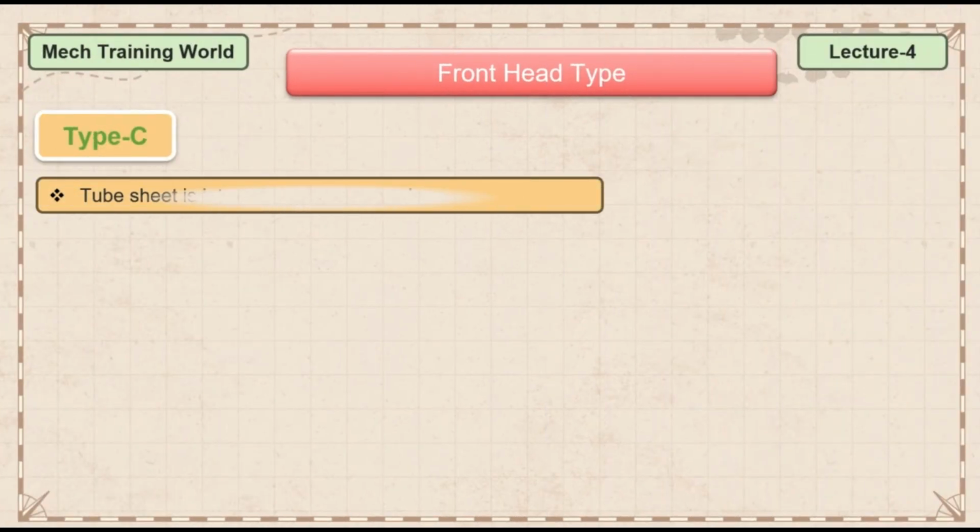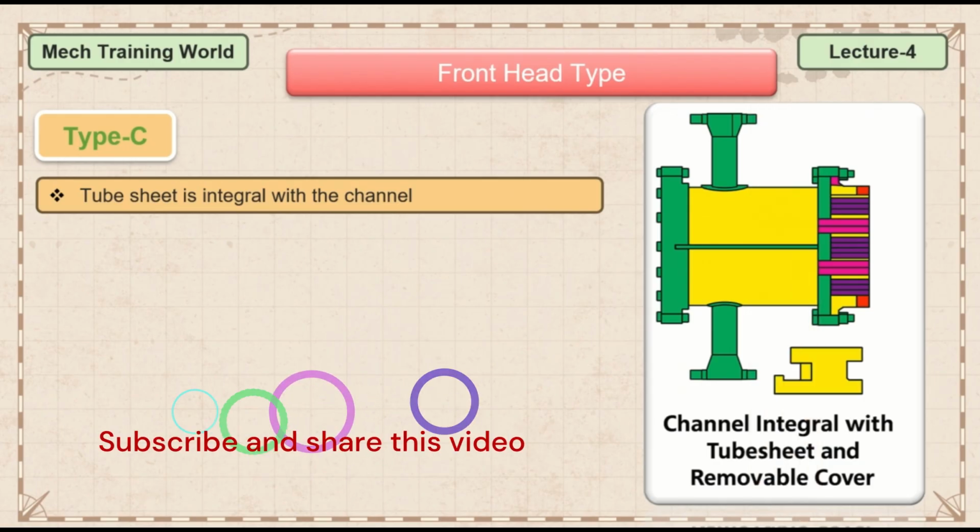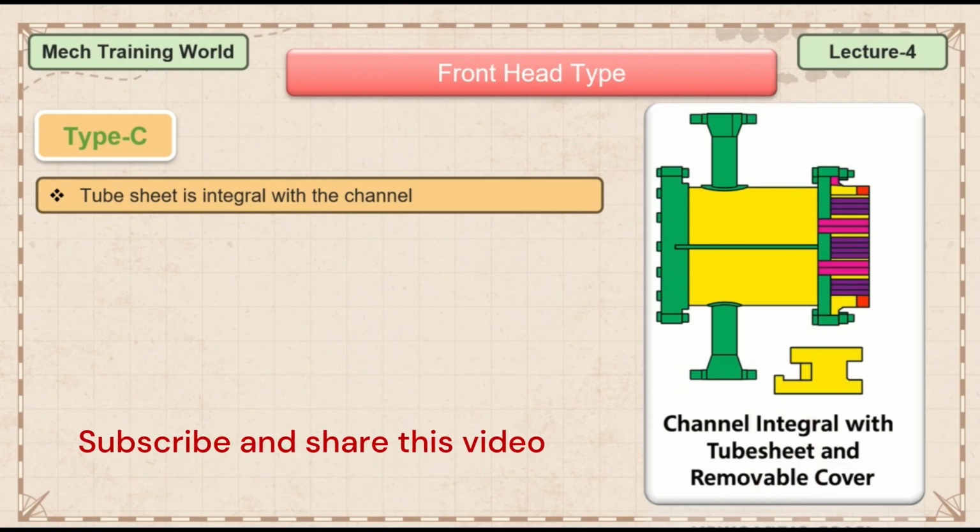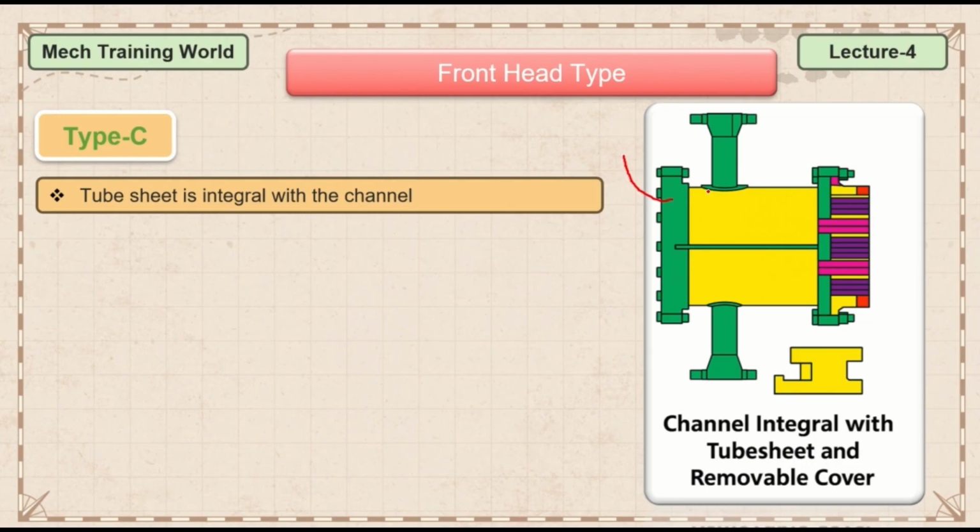In type C, the tube sheet is integral with the channel, which means it is welded to the channel rather than being bolted like in type A. This is the blind flange which is bolted to the channel cover. This is the channel cover, and this is your tube sheet. If you look at type A, this tube sheet is bolted to this channel cover. But in type C, this tube sheet is welded to the channel cover, so we can't separate the channel cover and the tube sheet. One side is welded to the channel cover and the other side is bolted to the shell.